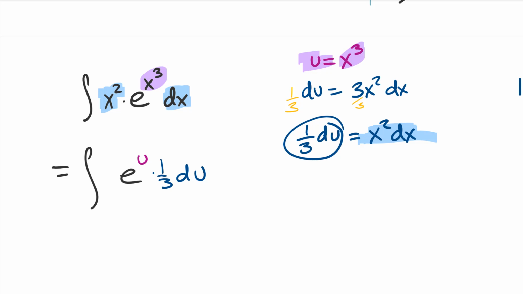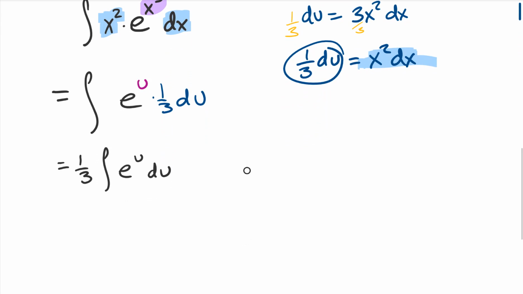Now everything's in terms of u, and we already know the antiderivative of this. So once we clean it, we bring that 1/3 to the front, and we say it's e to the u du. Finding an antiderivative of e to the u, that's no problem. That's just e to the u plus c. And there's no bounds, so we don't have to worry about plugging anything in. This is our indefinite integral.